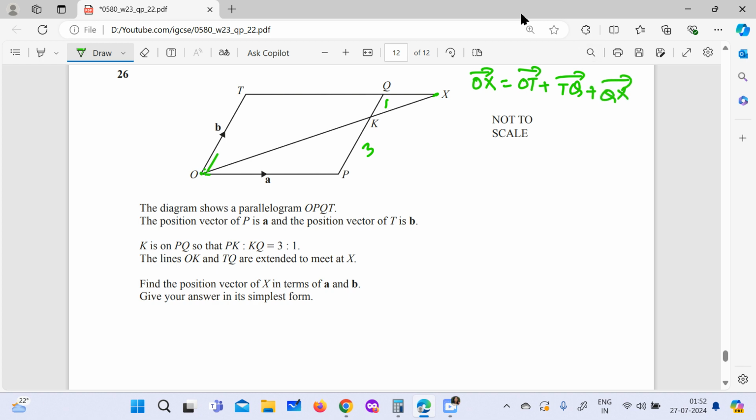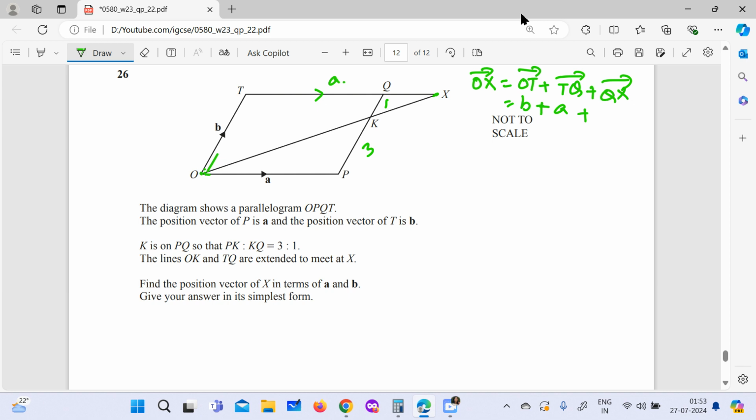Okay, now let's write whatever values are available. O to T is B plus T to Q. Since this is a parallelogram, this is also A. So this is A plus QX. So we need to find the value of QX now. What will be QX?